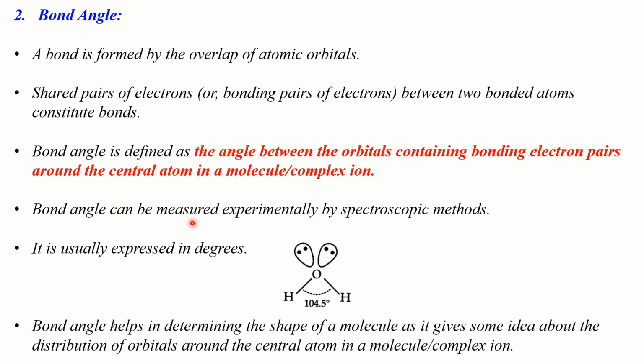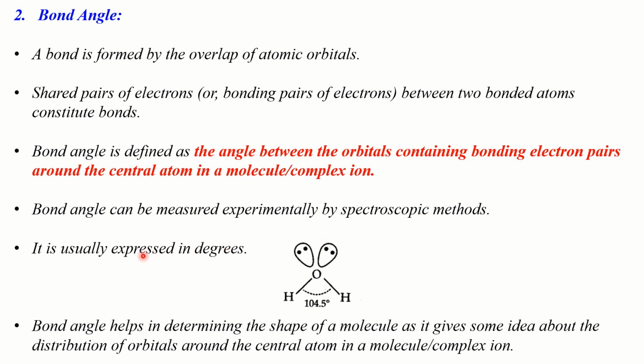And bond angle can be measured experimentally by spectroscopic methods. Through spectroscopy, it is possible to identify the position of atoms of a molecule. Once we identify the relative position of the atoms, we can connect them by drawing lines, and we can determine the angle between these lines.